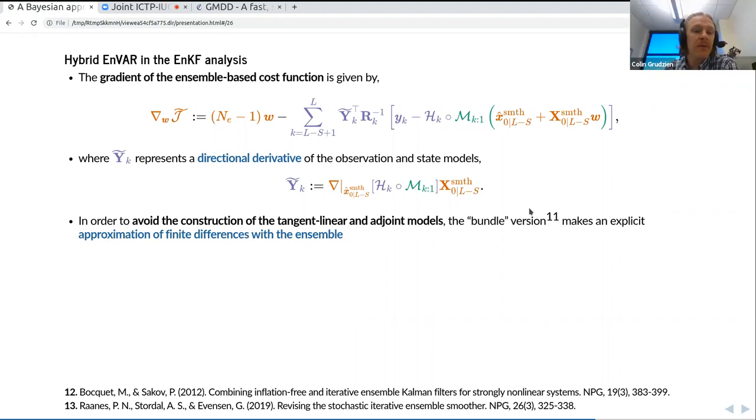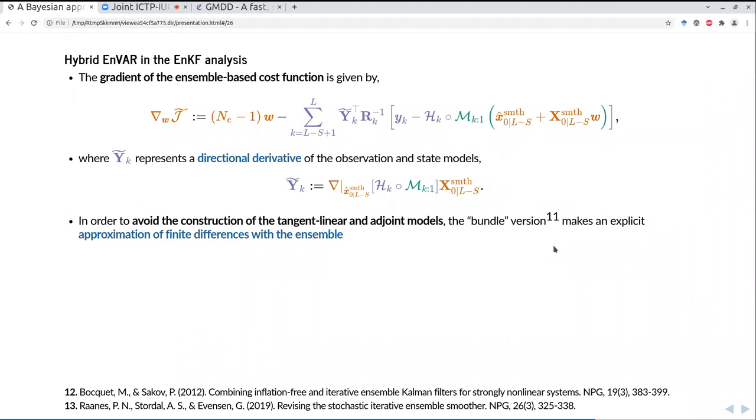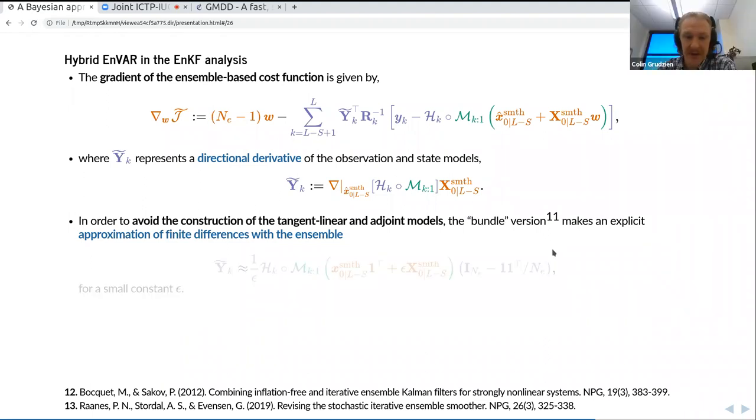So in order to avoid the construction of the tangent linear and the adjoint models, one particular version that's fairly easy to understand, the bundle version, makes an explicit approximation with finite differences with the ensemble. Here is your ensemble mean, here are your ensemble perturbations, but let's rescale the ensemble perturbations by a very small constant epsilon. So this represents a cloud of ensemble perturbations, very finely perturbed from the ensemble mean, fully nonlinear, pushed through the nonlinear model, and then rescaled on the outside by 1 over epsilon, again in the observation space.